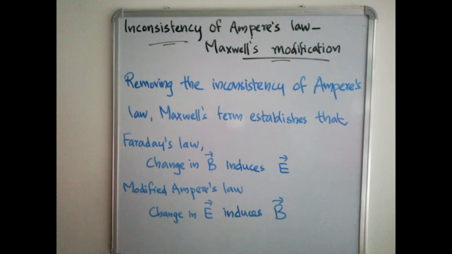In such a way, by removing the inconsistency of Ampere-Circuital law, Maxwell's term establishes that, according to Faraday's law, the change in magnetic field induces an electric field, and according to modified Ampere-Circuital law, the change in electric field induces a magnetic field.